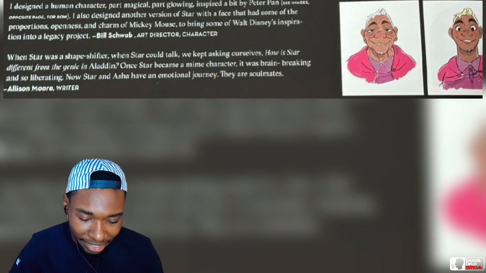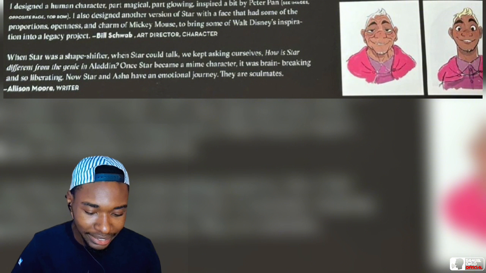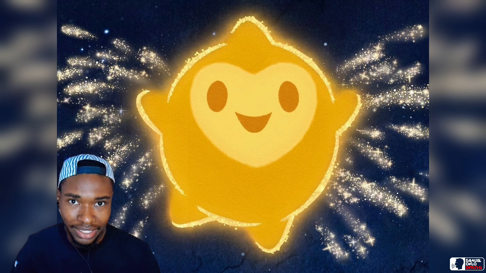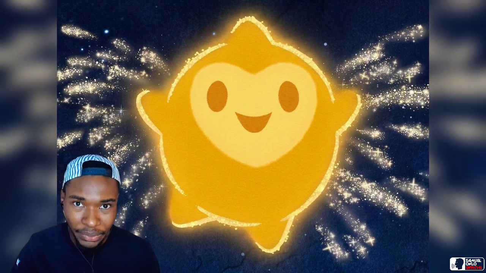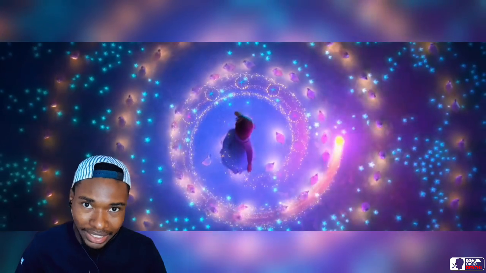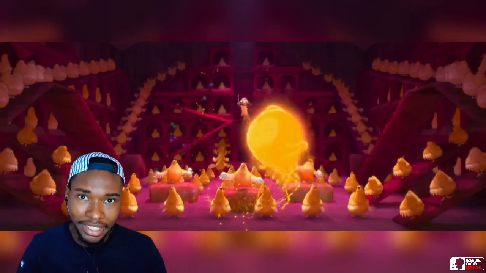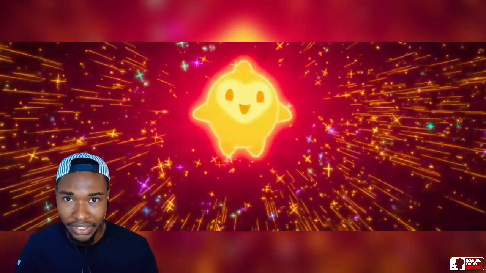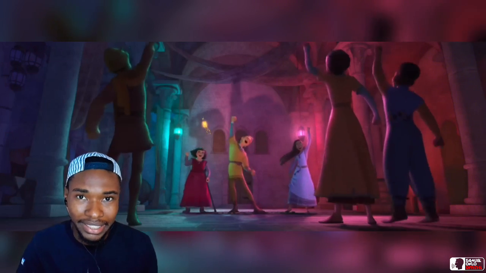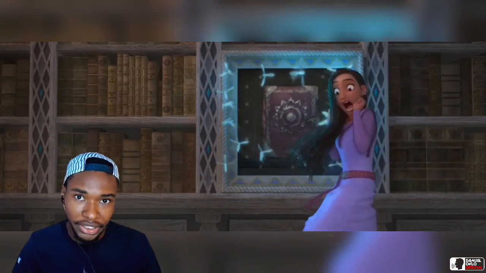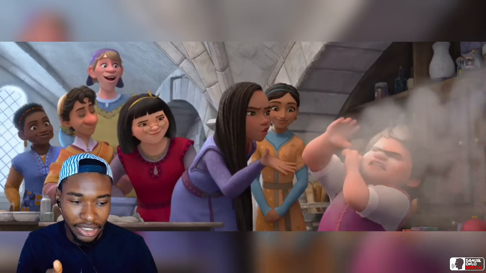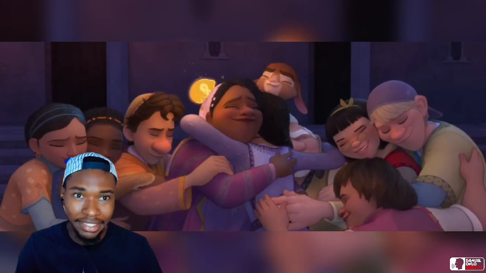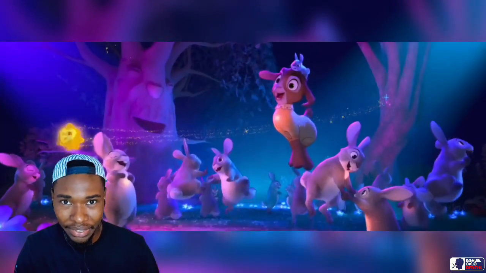Asha and Star now have an emotional journey. They are soulmates. So personally, I like the fact that Star is a non-speaking, just magical glowing ball, because if they went with anything other than that, this would have been too similar to what they had before. I know this film is trying to celebrate Disney at 100, but at the same time, they were trying to keep it fresh and original. And it's good that we didn't get something like the genie, because fans would have pointed it out immediately, and that would have brought up a lot of negativity that this film does not need.